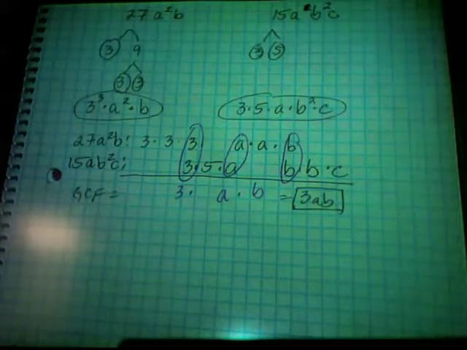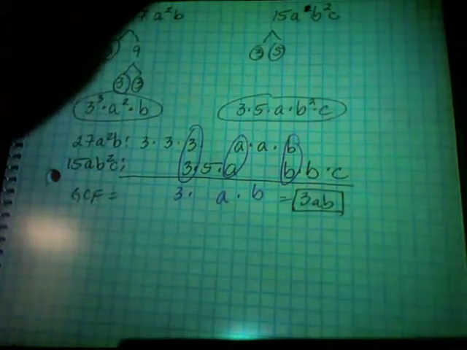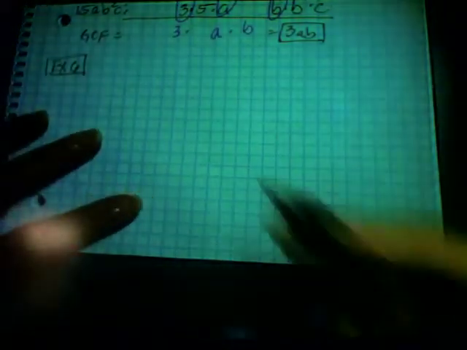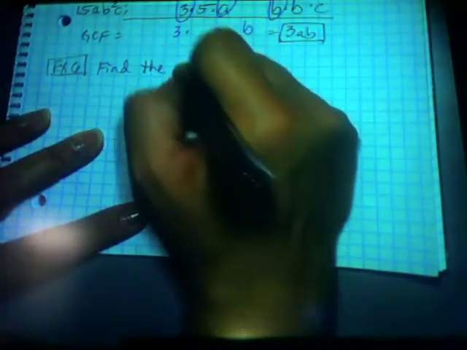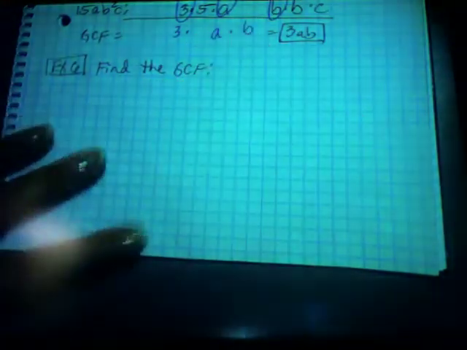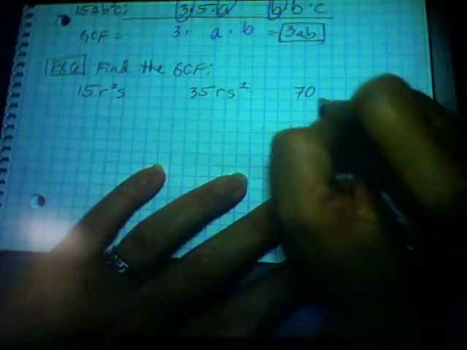Last example. This time I'm going to give you 3 of them. I want you to try it on your own and see how you do. So example 6, and they're going to have variables. Find the GCF. Remember, these can also be relatively prime. So we've got 15 r squared s, 35 r s squared, and 70 rs.